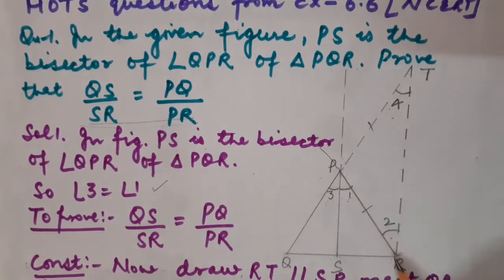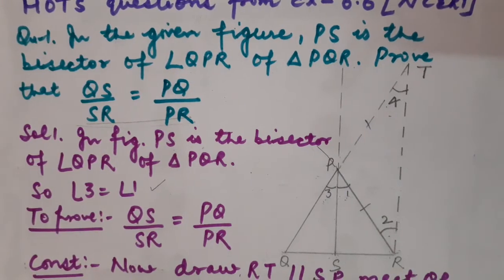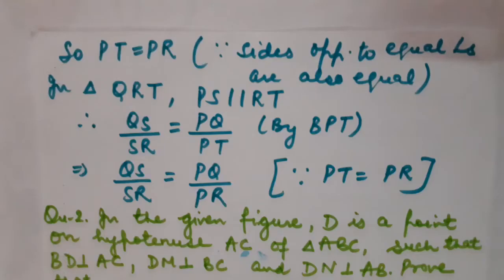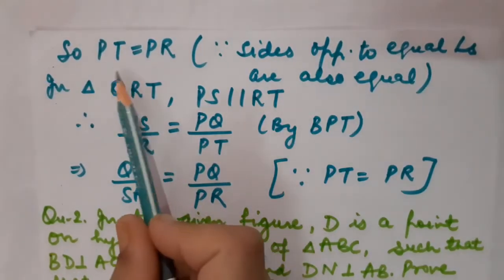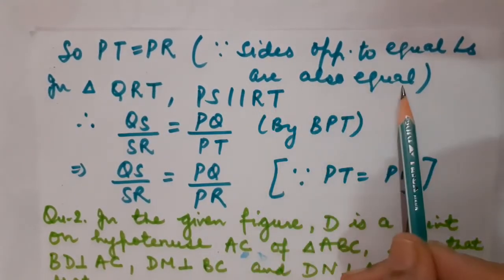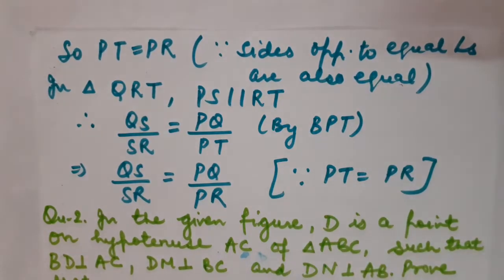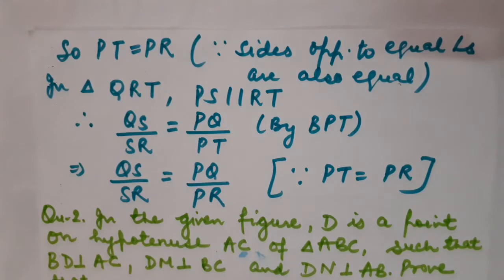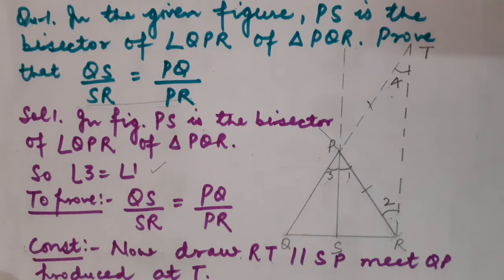So can I say that PR must be equal to PT? Because base angles are equal. So the sides which are opposite to the equal angles, they are also equal. So it implies PR is equal to PT. Correct? So this is the condition written that PR is equal to PT. Why? Because sides opposite to the equal angles are equal, as PRT was an isosceles triangle formed. Correct? This is an isosceles triangle. Got it?